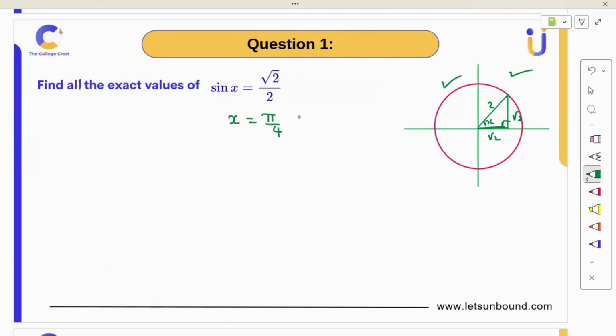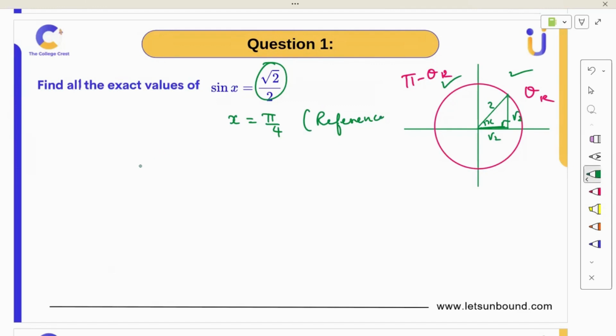This is not the final answer. This is just for reference. Whenever you see this, it deals with pi by 4 or multiples of pi by 4. Now, how can I find the exact values? Can you see one thing? Sin x is positive, which is possible in two quadrants. Here, your reference angle itself is the answer. Here, pi minus the reference angle is the answer.